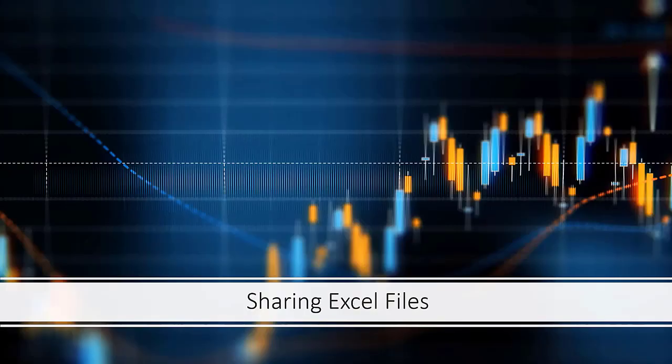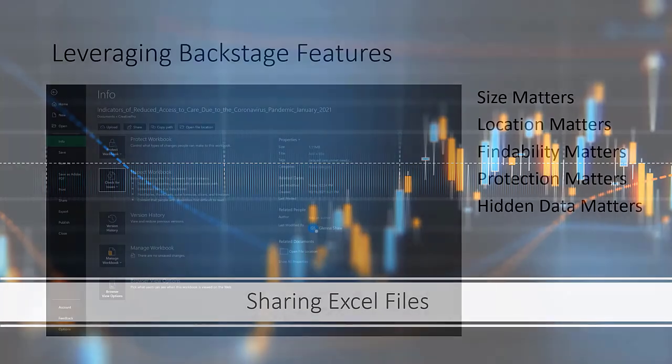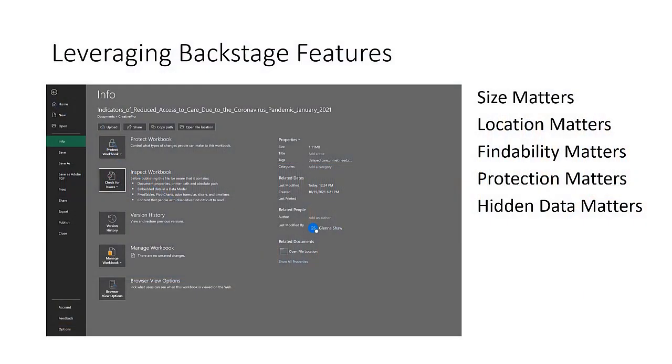Our final topic is sharing your Excel files. When you're sharing Excel files, you're going to want to leverage the Backstage features, mainly because a lot of things matter. Size is going to matter because not everybody has the same internet connection. Location is going to matter because everybody may not have access to the location where you're sharing the file from. Findability is going to matter, meaning you want to make your file easily found if someone's searching for it. If you put protection on your file, that's going to matter. And then also you don't want hidden data in your file that somebody might find inadvertently.